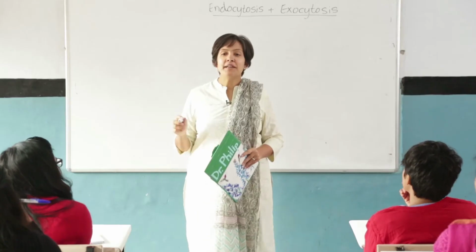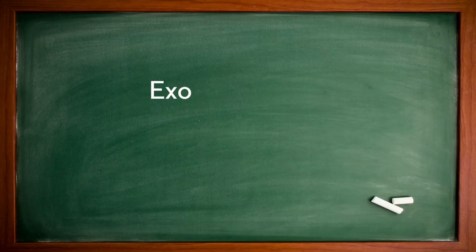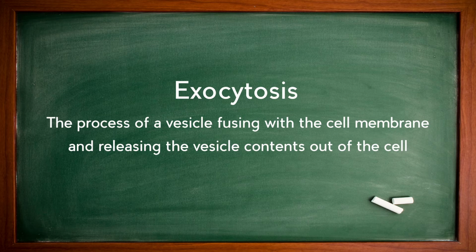Who could come up and do a diagram and a little explanation about how exocytosis might happen? So remember, endo is entry and exo is exit. So it's going to be almost the same mechanism. How would exocytosis work?